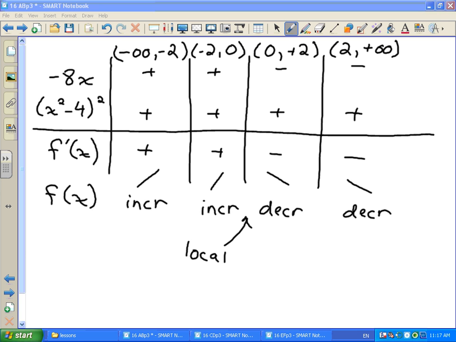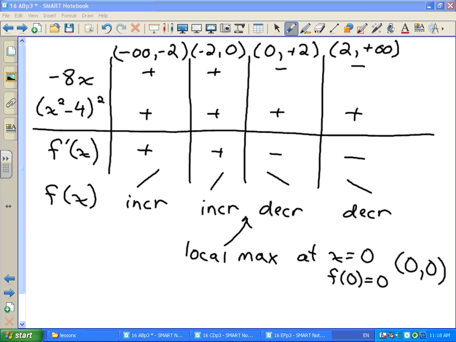We know that this is a local maximum because we go from increasing to decreasing. So local max at x equals 0. And of course, we could sub x equals 0 back into our function, and we get that f at 0 is 0. So that would be the point (0, 0). Okay, so that gives us our intervals of increase and decrease and our local max and min.